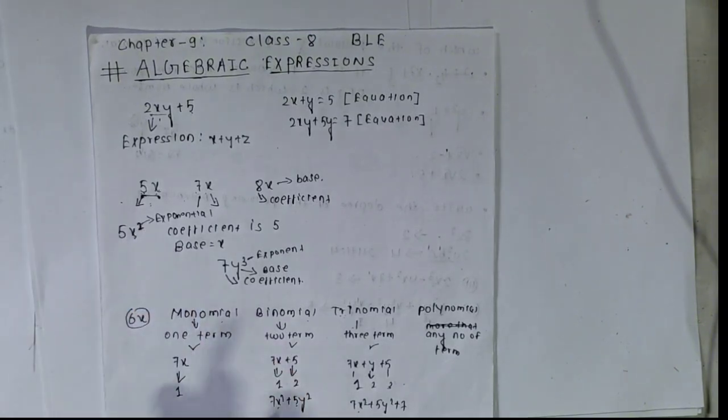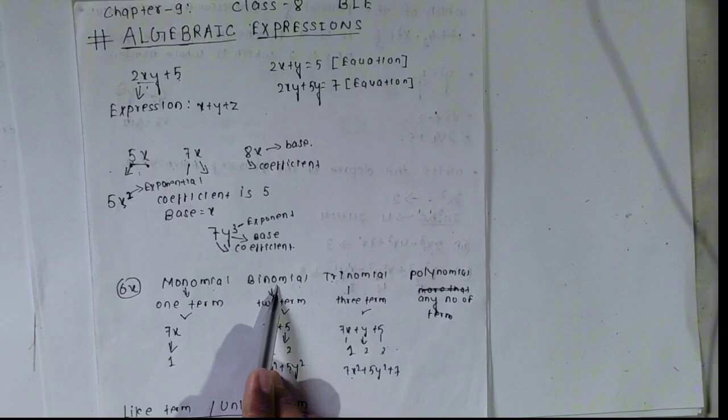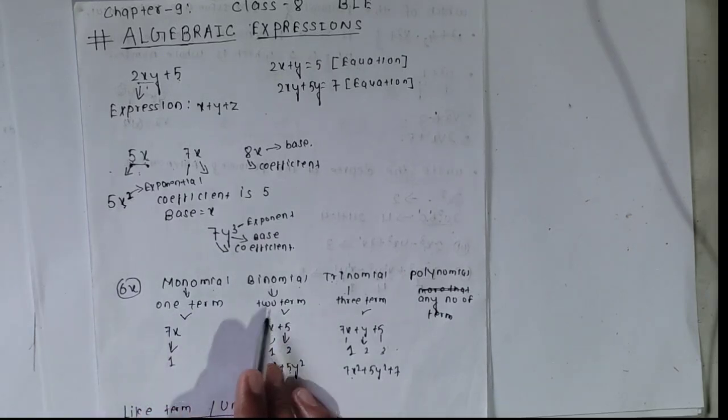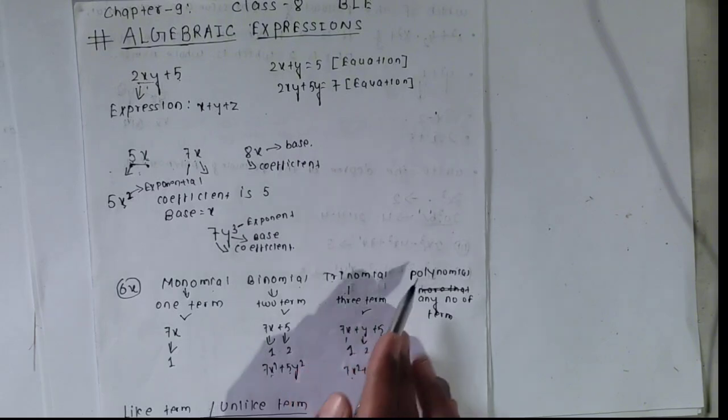So here are these things. Now we move to the next topic, types of expressions. We categorize expressions based on the number of terms: monomial, binomial, trinomial and polynomial. A monomial means only one term, a single term. A binomial means two terms, a trinomial means three terms, and a polynomial means an expression with one or more terms, it doesn't matter how many.